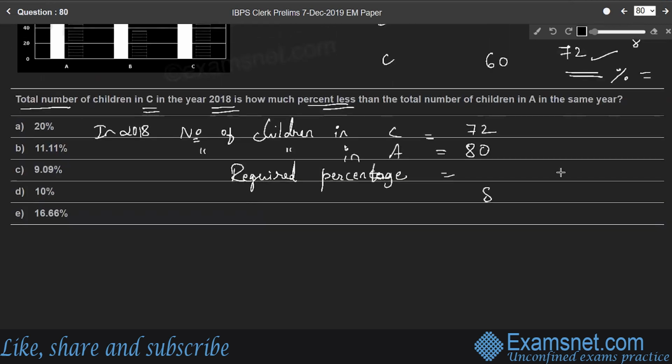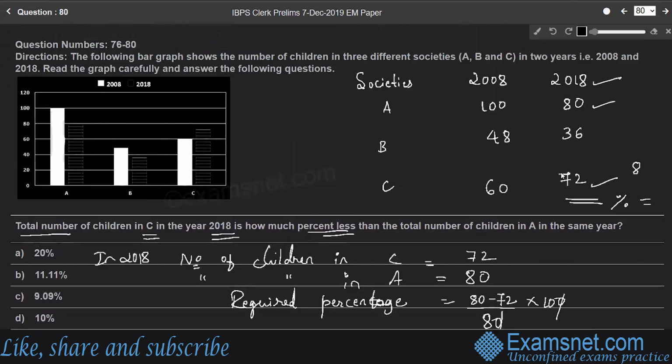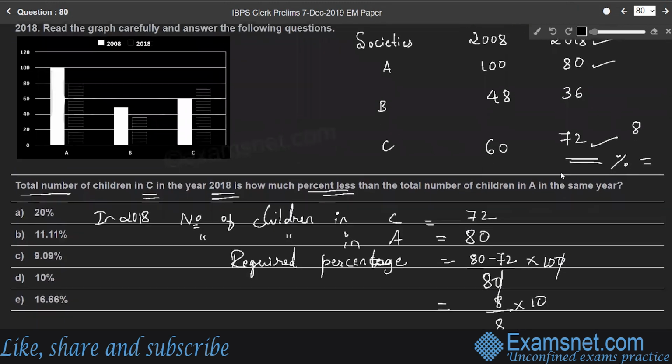So here out of 80, for 80 students, there are 8 students less, that is 80 minus 72. In society C, there are 8 students less. Therefore, for 100, what percentage is it? It is 8 by 80 into 100, which is 10%. Right? Therefore, the required percentage is 10%. Therefore, 10% less than total number of children in A in the same year. Therefore, option D is the right answer.